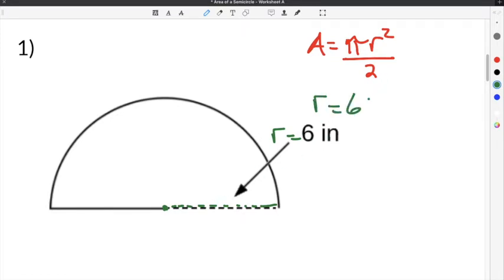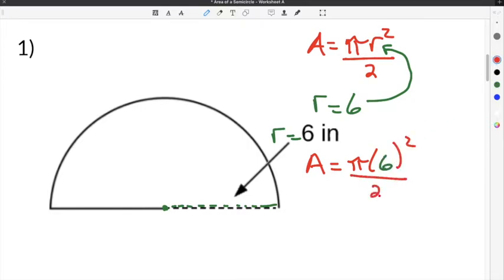In order to solve using the formula, we're going to take our radius, which is 6 inches, and substitute it in for r into the formula. So now we take area equals pi times the radius, which in this case is 6, squared, and then divided by 2. First thing we do according to order of operations is 6 squared, so 6 times 6, which is 36. And then we're going to divide by 2.